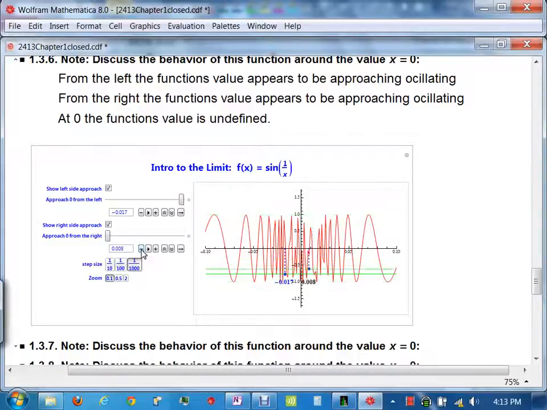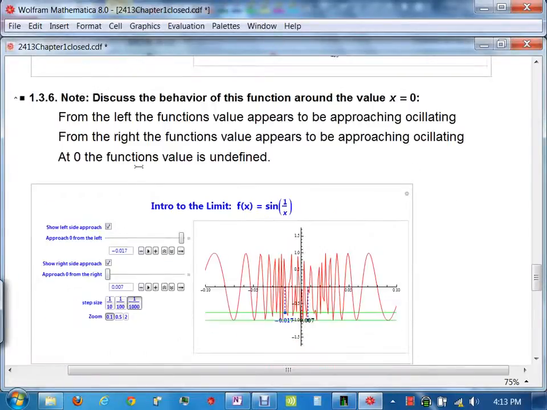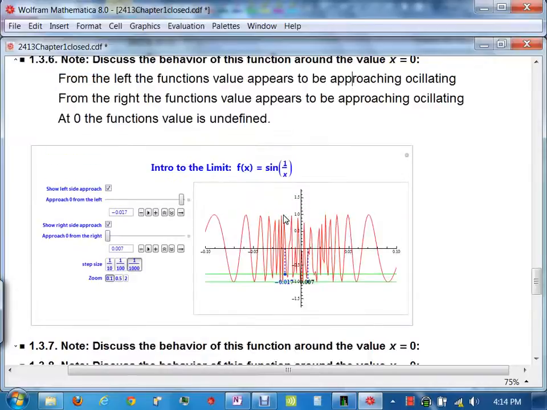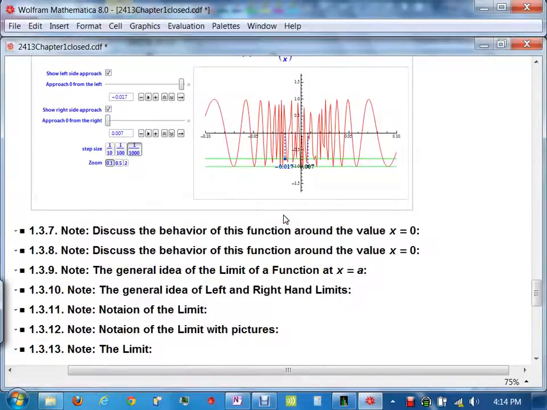So it's oscillating. What I say here is from the left, the function's values appear to be oscillating. And from the right, the function's values appear to be oscillating. At 0, the function's value is undefined, again because you get division by 0. Do you all understand that picture? I mean, that's an important graph there.